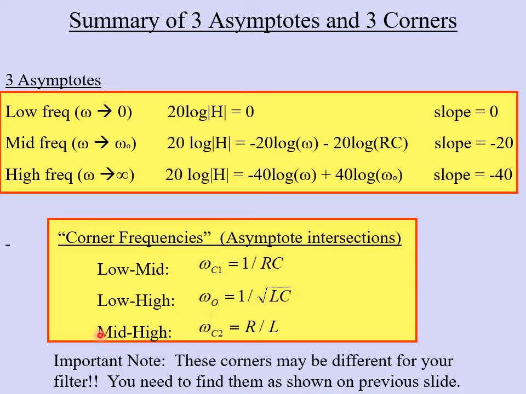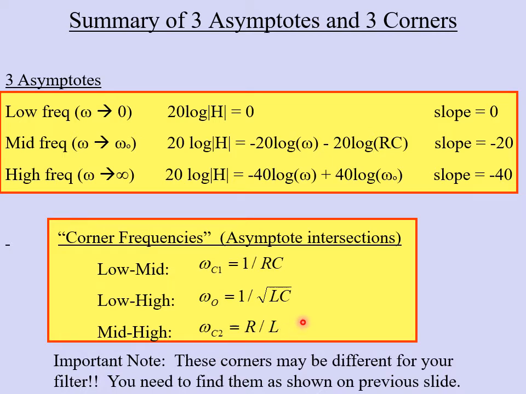Finally, there's one more corner. That's the mid-high corner. So this time we take this expression here and we set it equal to this expression down here. So basically we're just finding the intersection of these 2 lines. And this corner for this filter turns out to be R over L.